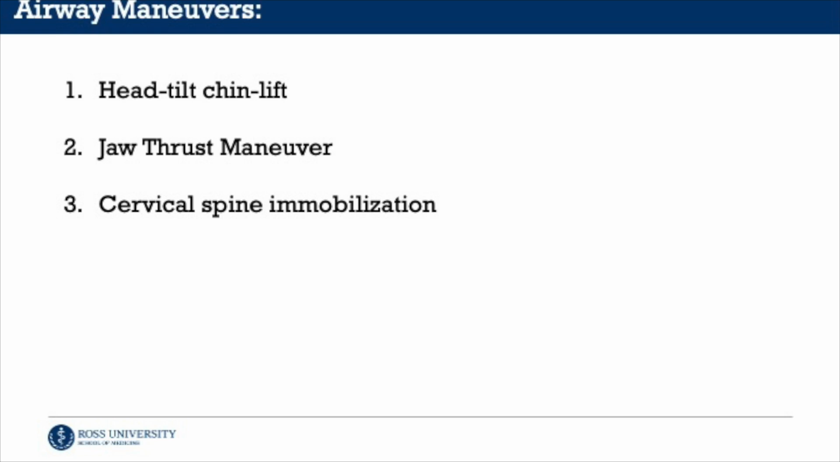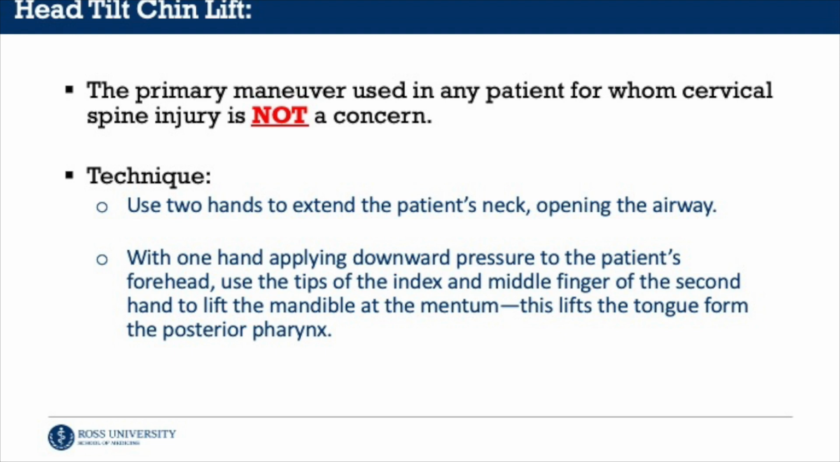Let's get started. The head tilt chin lift. This is the primary maneuver used in any patient for whom cervical spine injury is not a concern. Let's discuss the technique. Use two hands to extend the patient's neck, opening the airway. With one hand applying downward pressure to the patient's forehead, use the tips of the index and middle finger of the second hand to lift the mandible at the mentum. This lifts the tongue from the posterior pharynx.